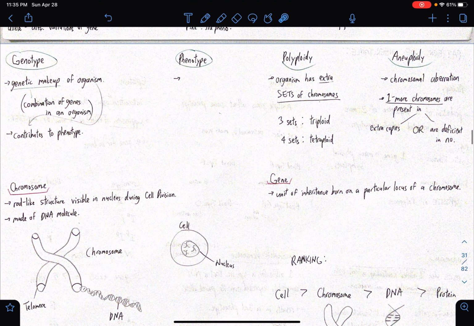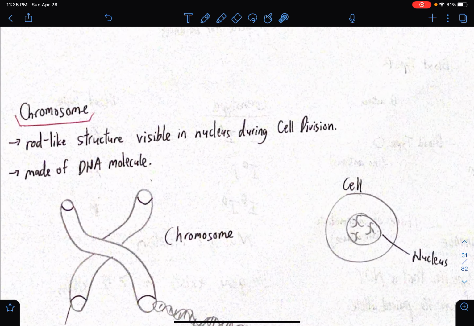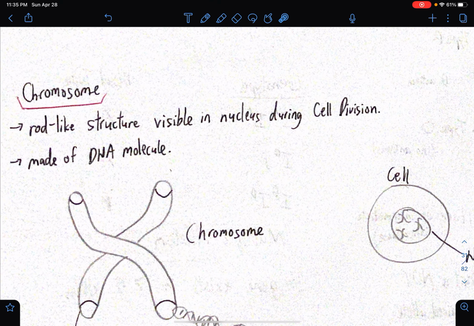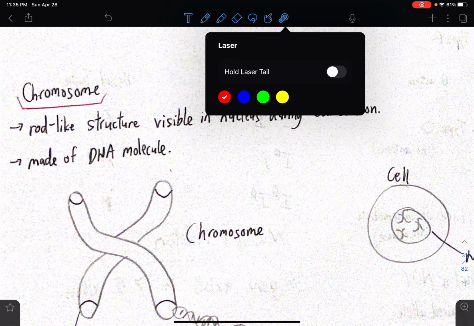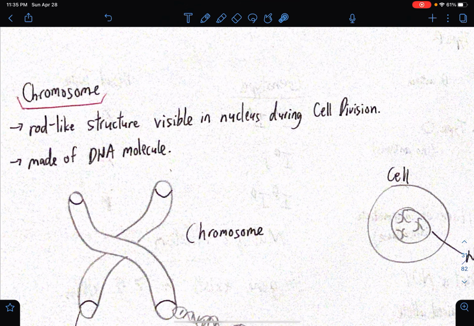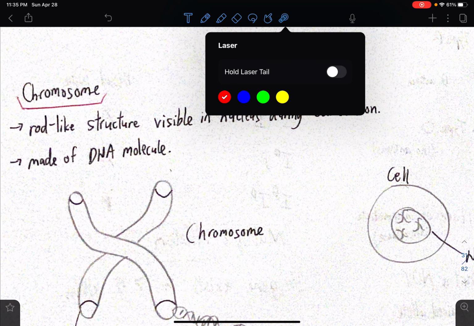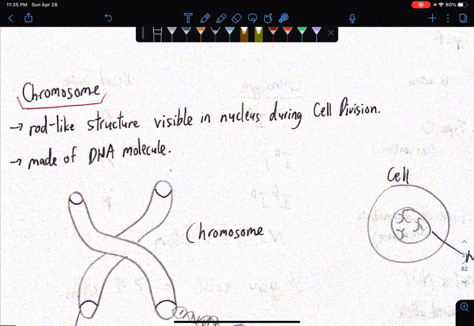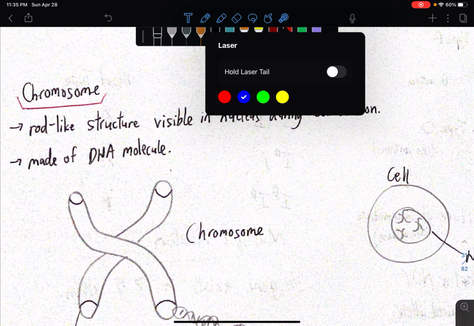Okay, let's move to chromosome. Chromosome is a rod-like structure. Why don't I see my blinker? I can't see it. There, found it.